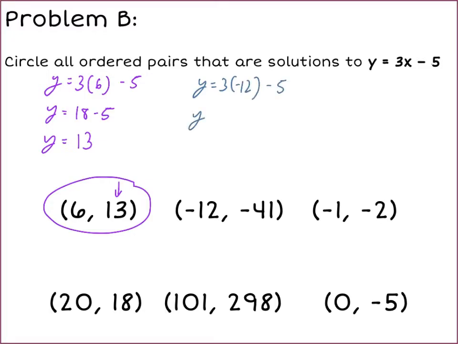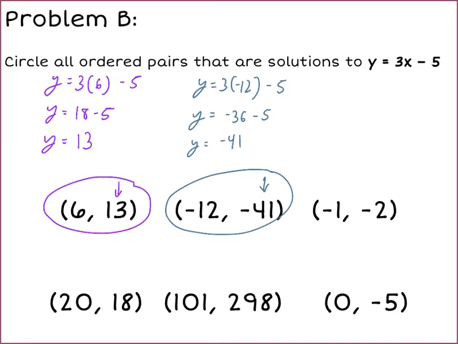So we're going to have to follow our order of operations. 3 times negative 12 is going to give us negative 36. Negative 36 minus 5 is going to give us negative 41. So is that the number that is the y? Yes, it is. So this is, again, a solution to the linear equation, because what we plugged in is what we got for our y.